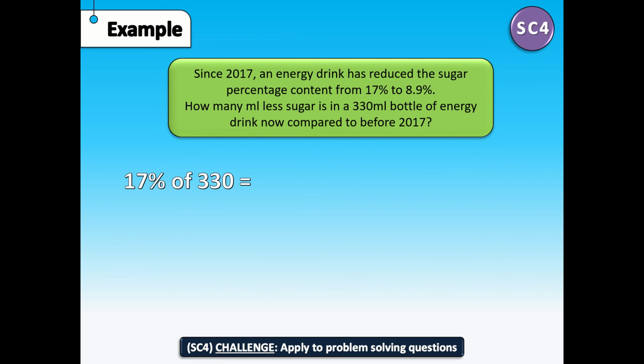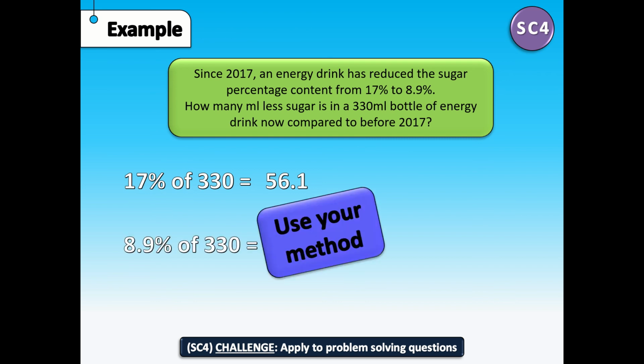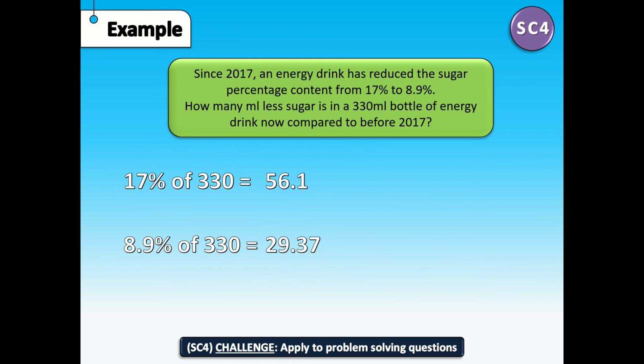So to answer a question like this, we need to work out 17% of 330. So that's 56.1. 8.9% of 330 would be 29.37. So there are 26.73 millilitres less sugar compared to before 2017.